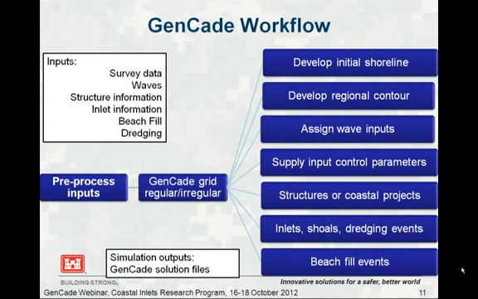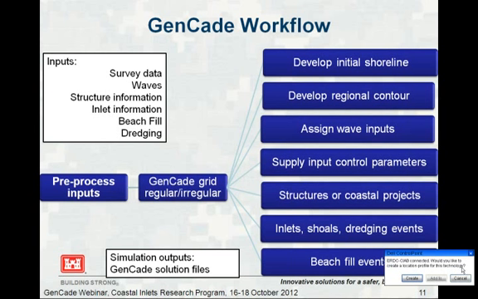So again, here's a listing of the types of inputs you could enter into GenCade. Based on this, you have your pre-process inputs. You're developing your GenCade grid as well. It can be a regular or an irregular grid spacing. You're going to develop your initial shoreline. And this can either be brought in as a shapefile, as a coastline file, which is a CST. This is how the SMS reads these files. Or you can bring in a points file.